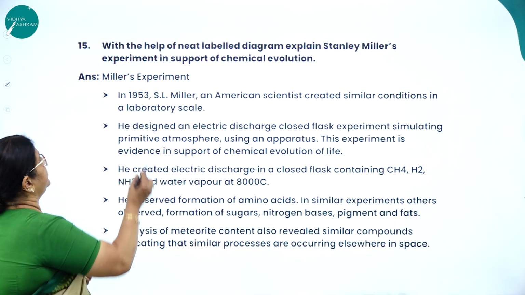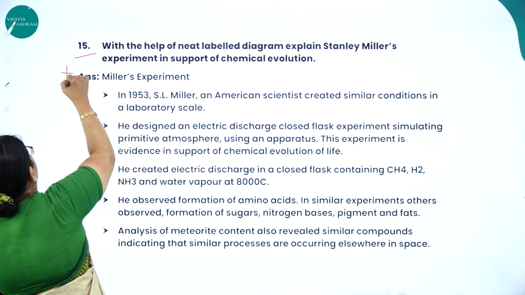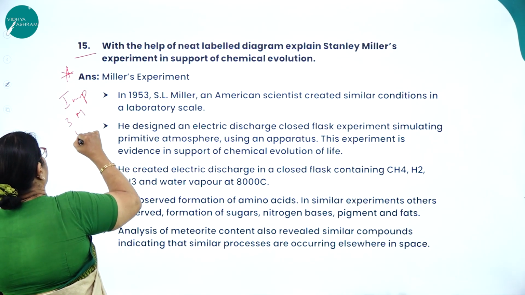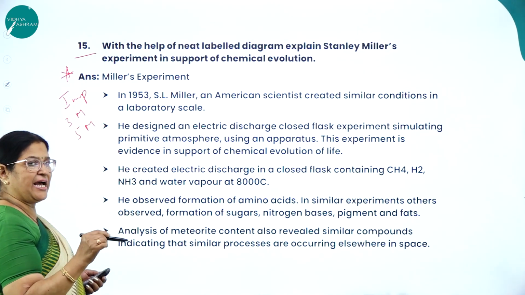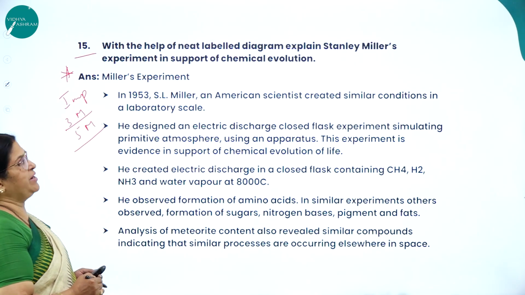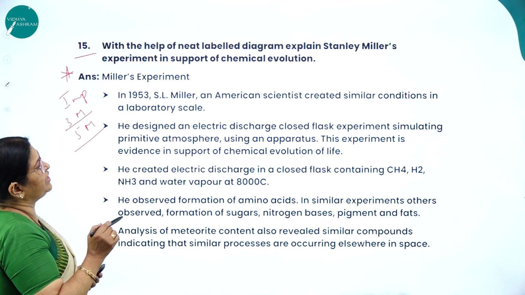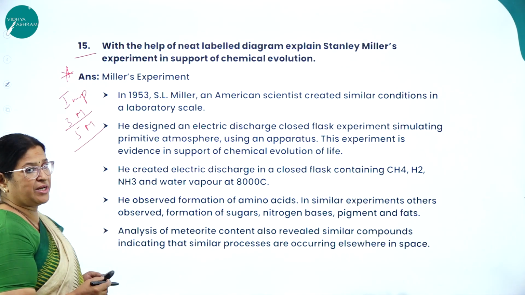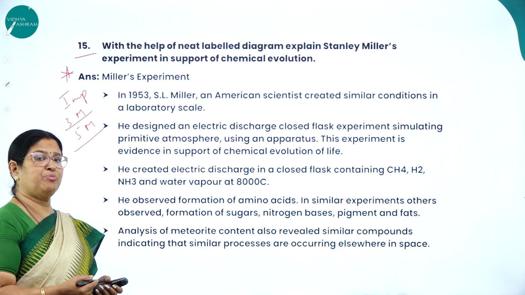Question number 15. Very, very important question which is asked either for 3 marks or for 5 marks. If only diagram is asked, it is for 3 marks. Explain means with 5 marks. So here you can see, with the help of a neat labelled diagram, explain Stanley Miller's experiment in support of chemical evolution. So many theories were put across.